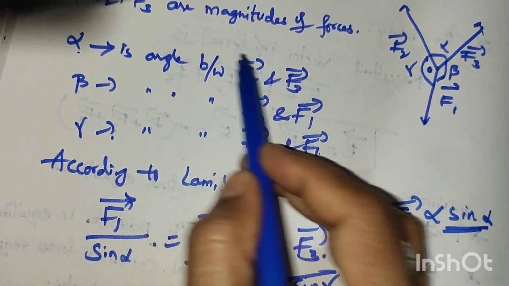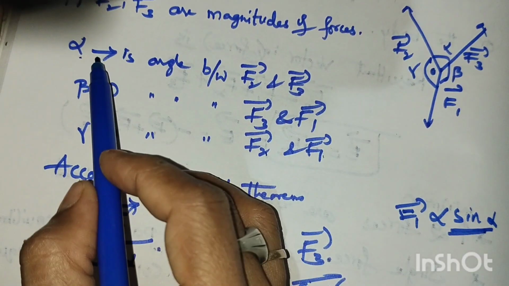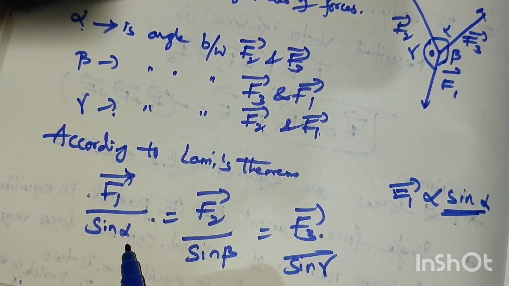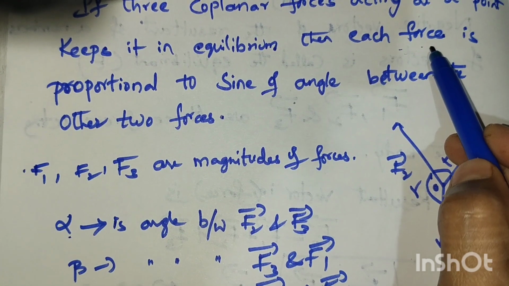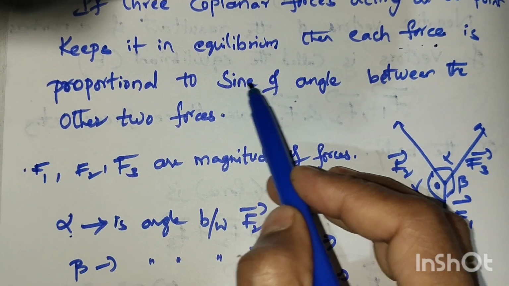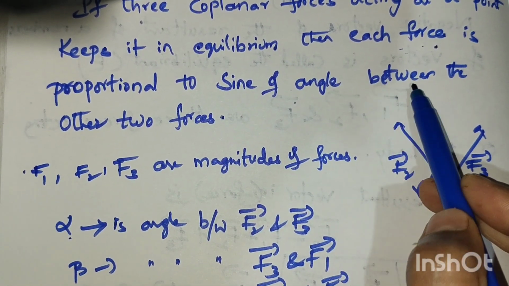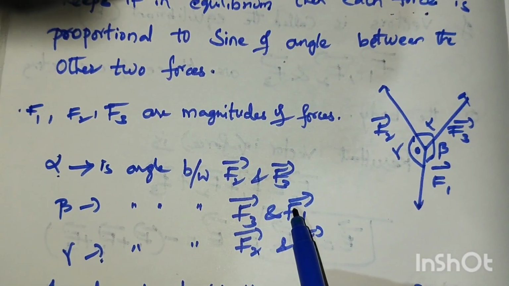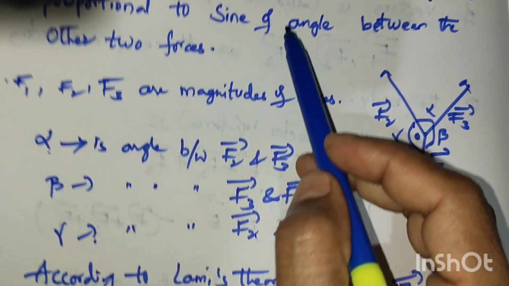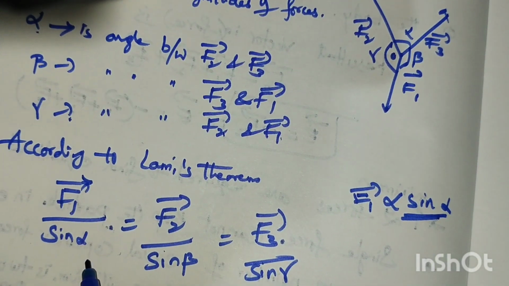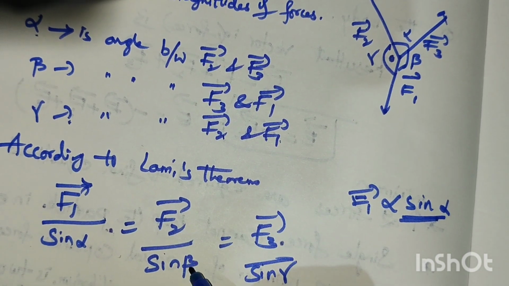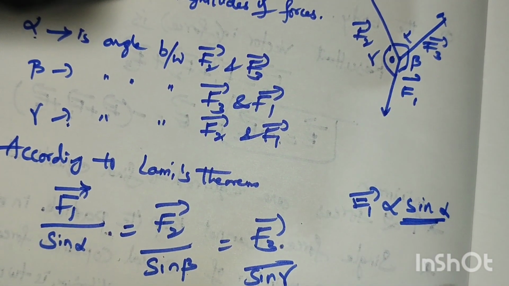So alpha is the angle between F2 bar and F3 bar, so the sine of alpha will be proportional to F1. Each force, meaning the F1 force here, will be proportional to the sine of the angle between the other two forces F2 and F3, and that angle is alpha. So F1 will be proportional to sine alpha, which can be written as F1 by sine alpha. And similarly F2 bar by sine beta equals F3 bar by sine gamma.